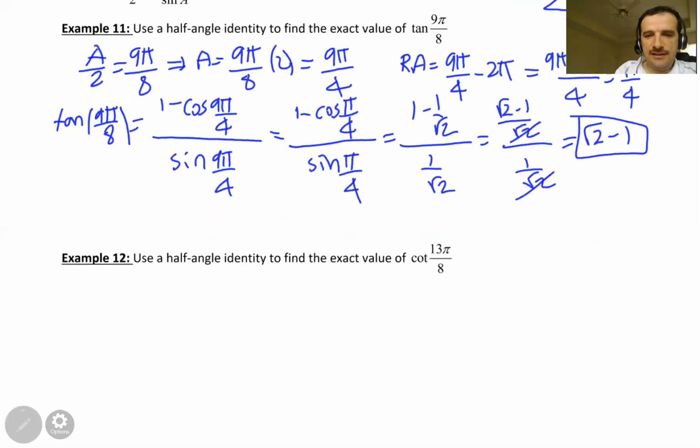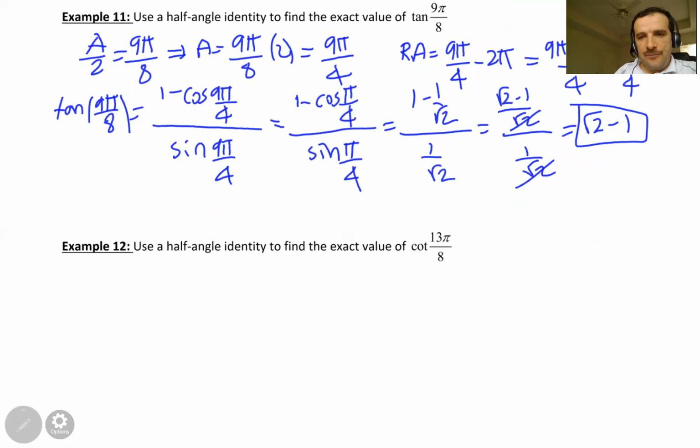And in this example, okay, what are we gonna do? It's asking the cotangent, right? And there is no half angle formula for cotangent, but if you find the tangent of 13 pi over 8, you can just flip it, right, to get the cotangent. So they are reciprocal to each other. That's why it is just enough to find the tangent of 13 pi over 8, okay?